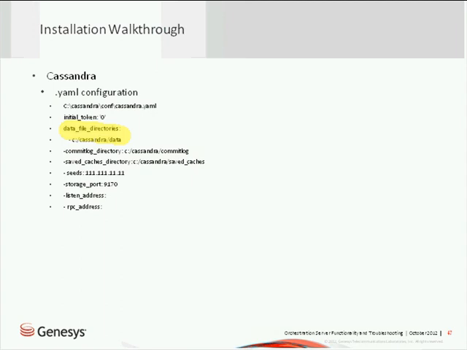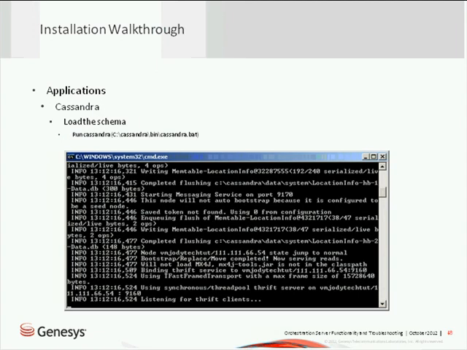Once you get your YAML file configured with these values, you can go ahead and start Cassandra. Just right in the bin directory, run cassandra.bat. You'll get a pop-up, and what you're looking for is listening for thrift clients. It gives you your port and then your IP. So now Cassandra's running. We changed the file and got it up and running.